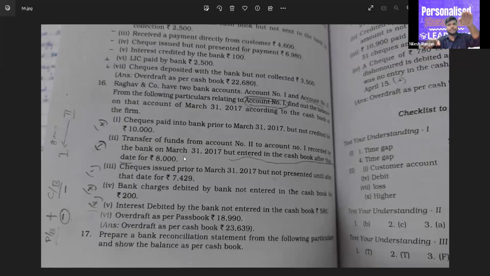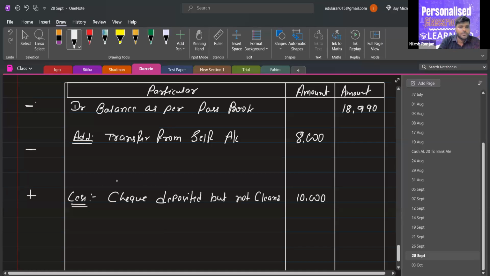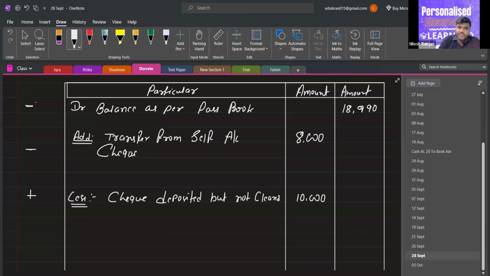So if we are issuing a check, then it will decrease our cash. Okay. Yes, sir. So we have to also decrease our passbook. Okay. And the balance is negative. So we will add it. Is it clear?